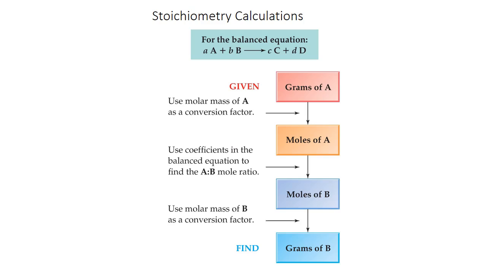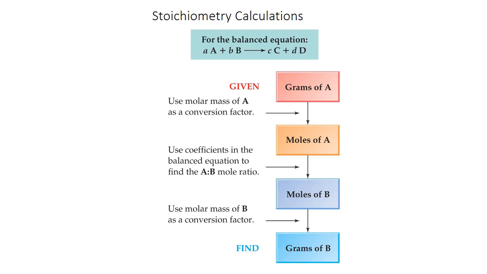So the flow chart at the bottom is meant to show you that if you're given mass of something like mass of A, and you're expected to go to something like mass of B or mass of C or mass of D, then the first step is always going to be to convert from the mass of component A into the moles of component A, and you're going to use the molecular weight or molar mass of A to do that.